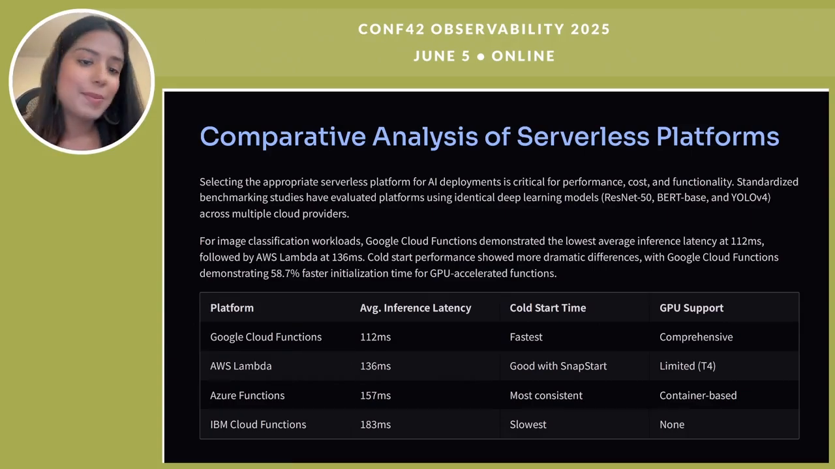For Amazon, AWS Lambda follows with a strong 136 millisecond inference latency, and their SnapStart feature significantly improves cold start time for Java functions, with good but limited GPU support. Currently, it's on T4. Azure Functions from Microsoft offers the most consistent cold start performance and container-based GPU support. Last but not least, IBM Cloud Functions, while a capable platform, currently shows slower inference and cold start times in these benchmarks and lacks direct GPU support for functions.